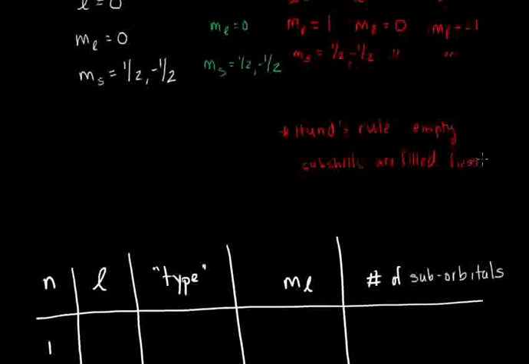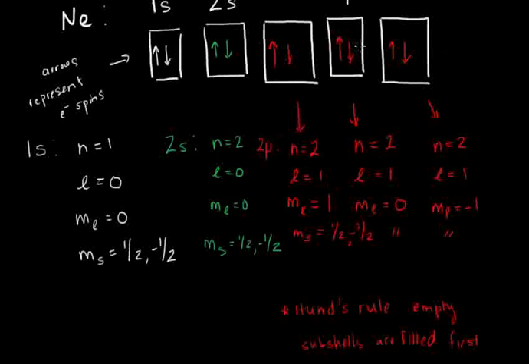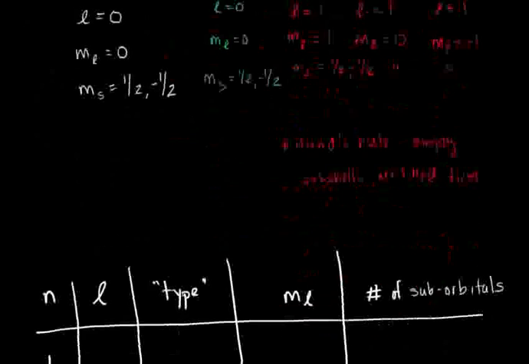And Hund's rule, remember, said that empty subshells are filled first. So we never have 2 in one and 0 in the other. We always add electrons to empty subshells before we pair them up.